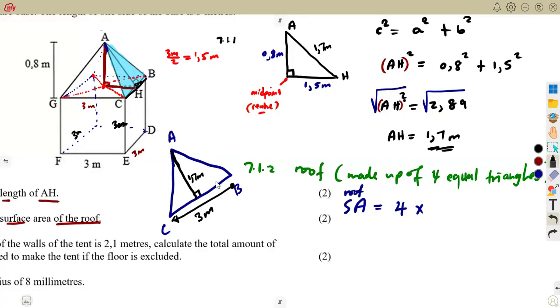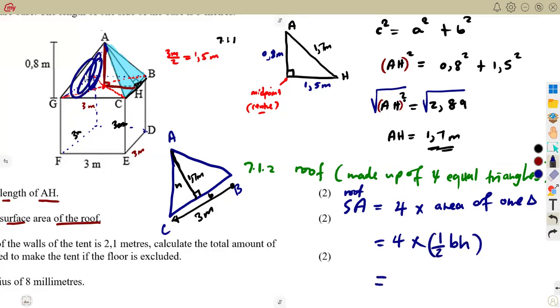That is the idea. So if we check this triangle, there are 4 of them of this same nature. There are 4 of them where the base is, and they have the perpendicular height being the same. So it was going to be 4 times the area of one triangle. How do you calculate the area of one triangle? Half base times the perpendicular height. So that is the idea there. We have the surface area of the roof. We're talking about the roof here on top.